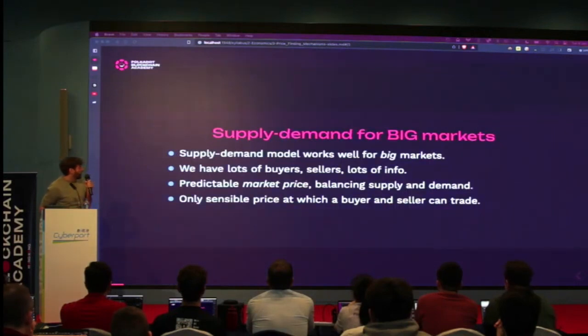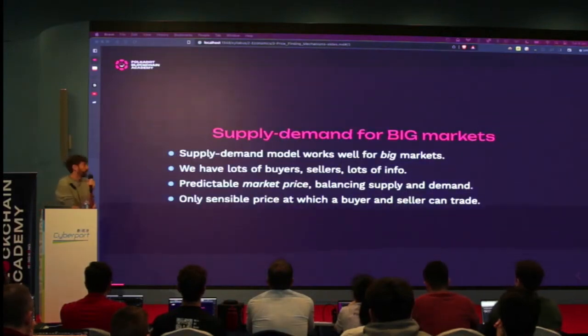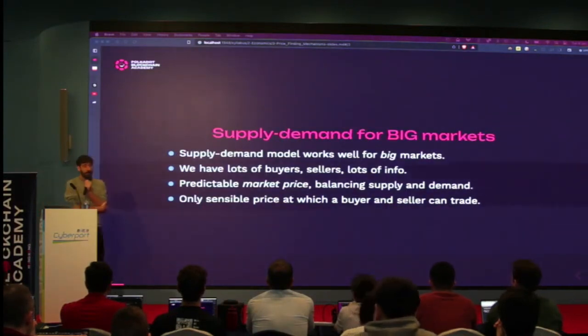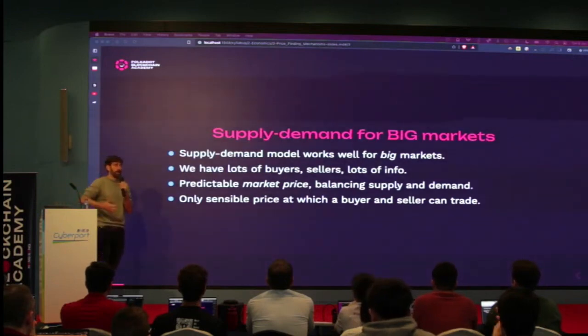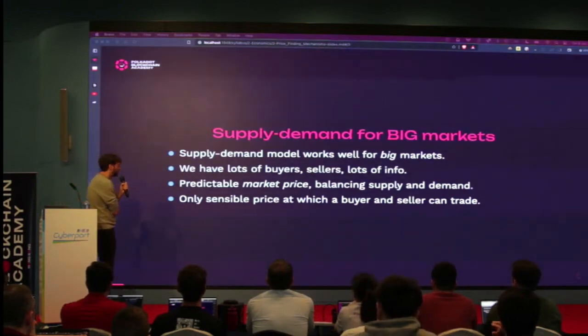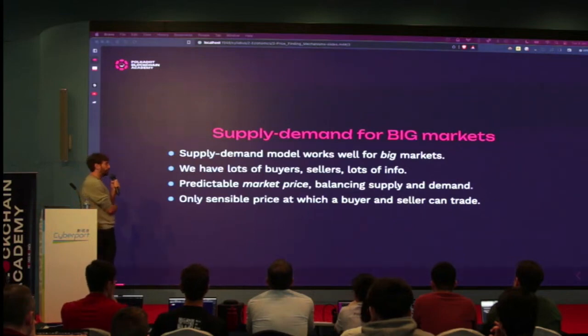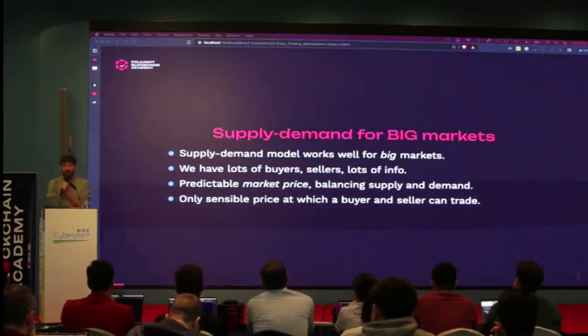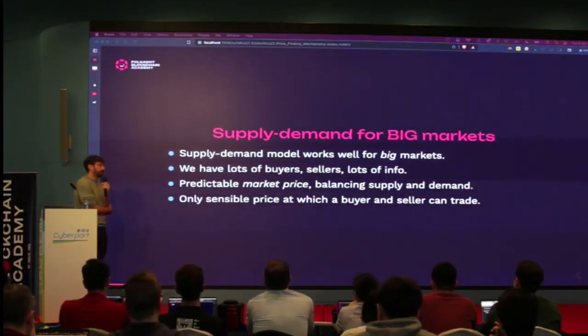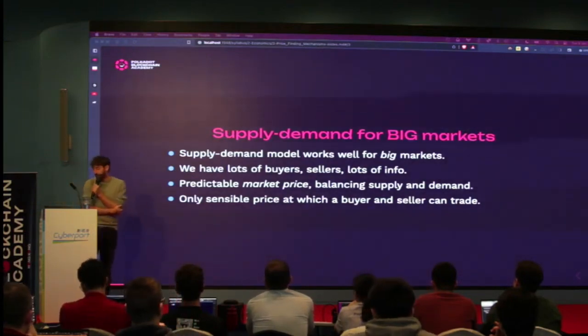But now, this works very well for big markets. We have a lot of buyers, a lot of sellers, and this transfers a lot of information. So there's a predictable market price once we know the supply and demand curves. And there's only this sensible price where the buyers and sellers agree to trade.